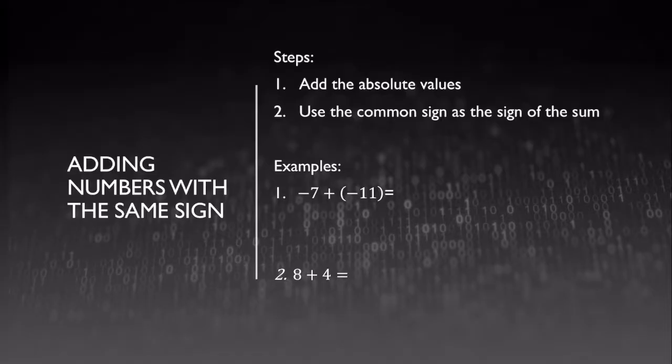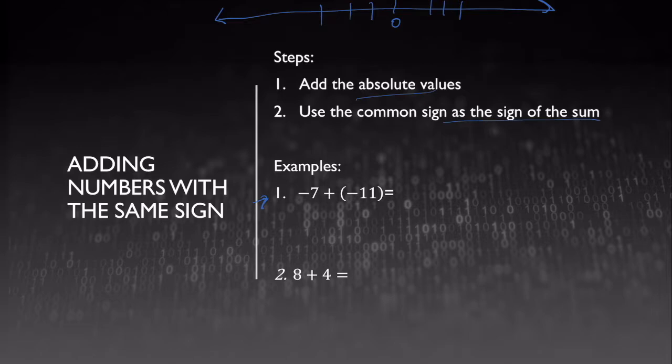Section R.2 is about operations on real numbers. So, when we're adding numbers with the same sign, this is the way it describes it in the book. I also like to think of it as a number line, right? But when we're adding numbers with the same sign, it says to add the absolute values and use the common sign of the sum.